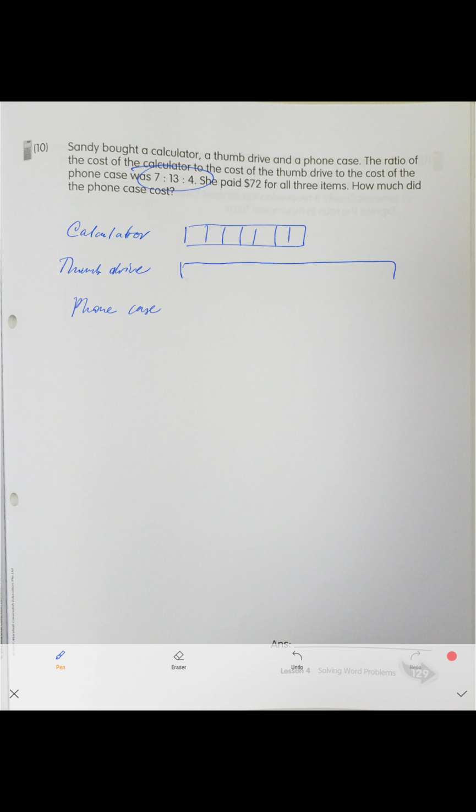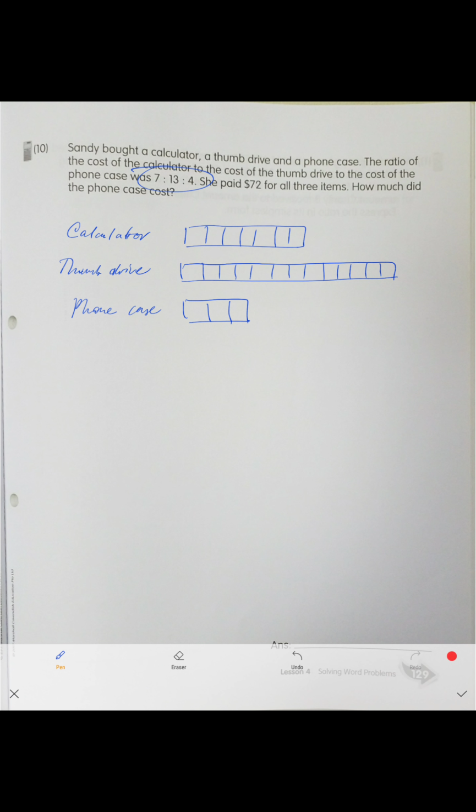We have a calculator, thumb drive, and we have a phone case, right? And you draw your units of ratio, 7 to 13 to 4. 1, 2, 3, 4, 1, 2, 3, and then that's going to be 13. 1, 2, 3, 4, 1, 2, 7, 10, 13. I think it's right. If I'm not, you get the point, right? So you have your 7 units, you have your 13 units, and you have your 4 units.